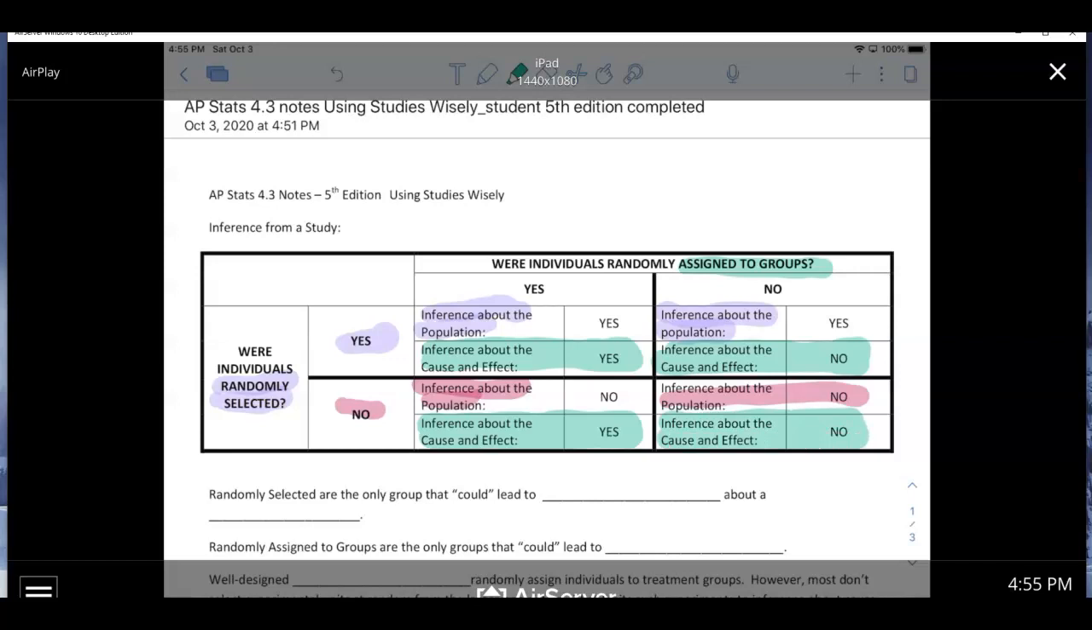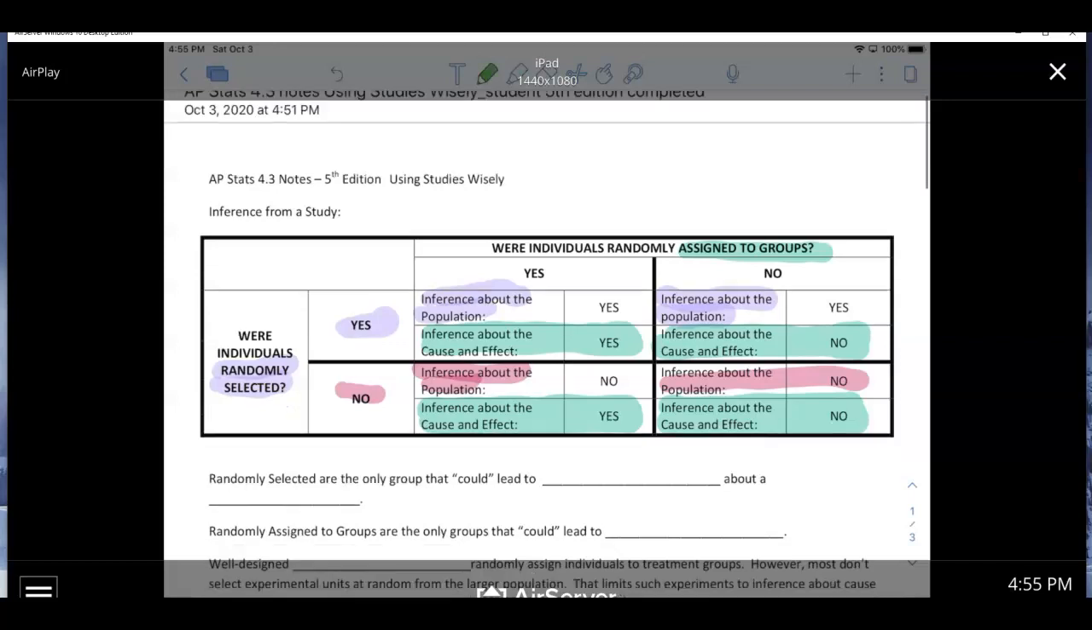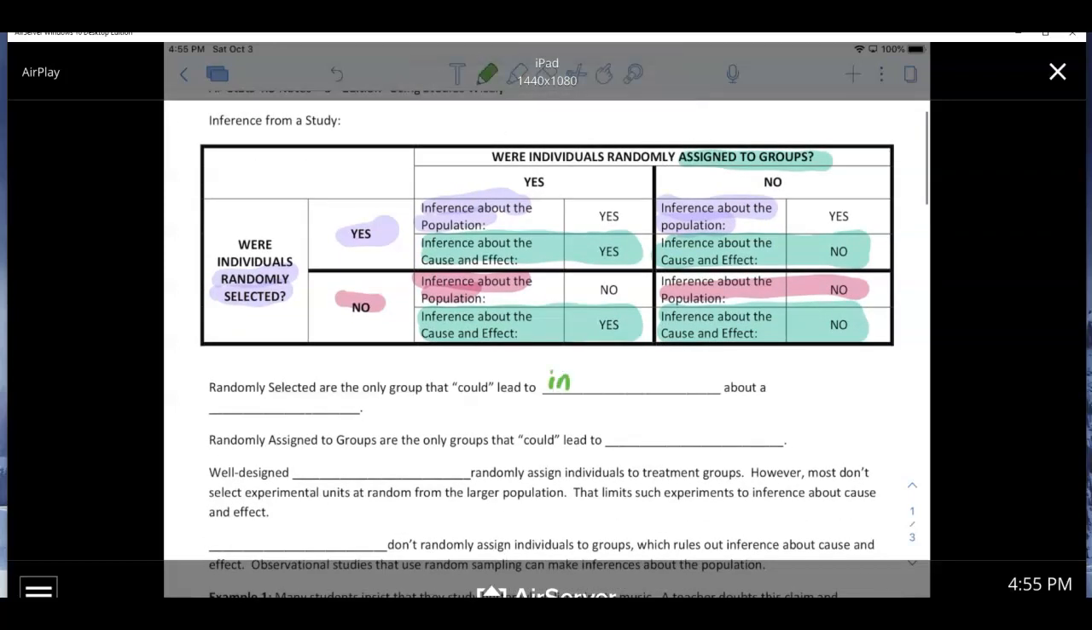Next part, randomly selected is the only group that could lead to inference about the population. And inference is just another name for a claim or mathematical, logical reasoning. Randomly assigned to groups are the only groups that could lead to causation or cause and effect.